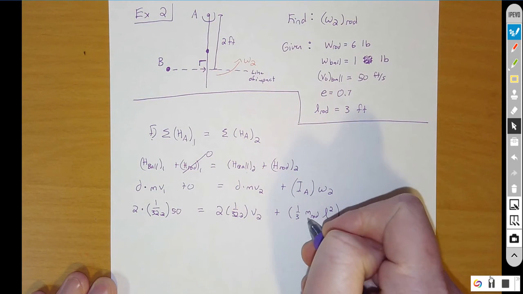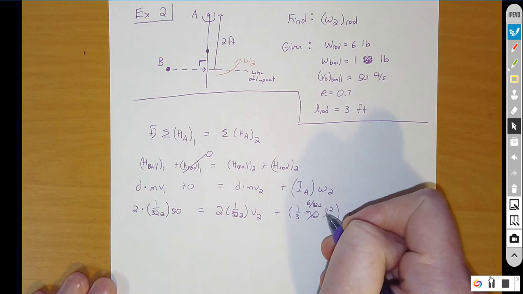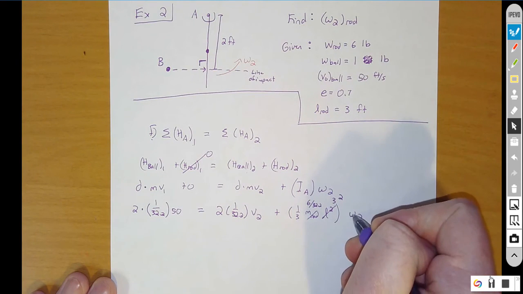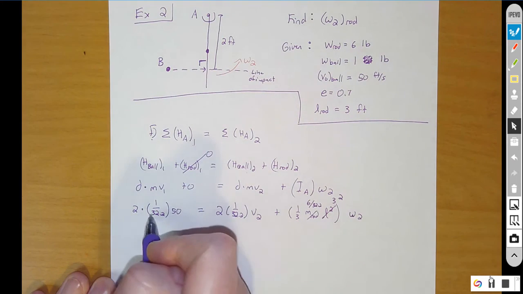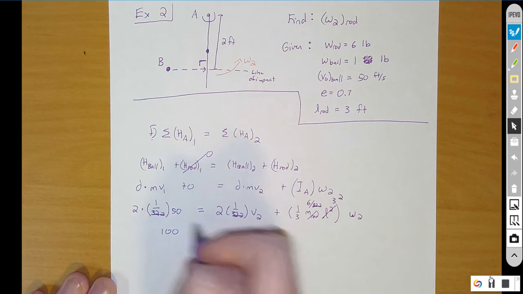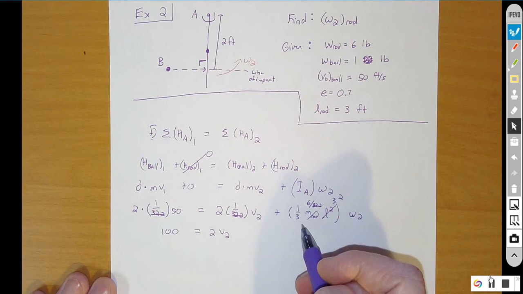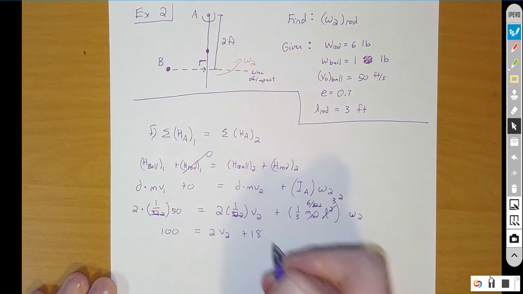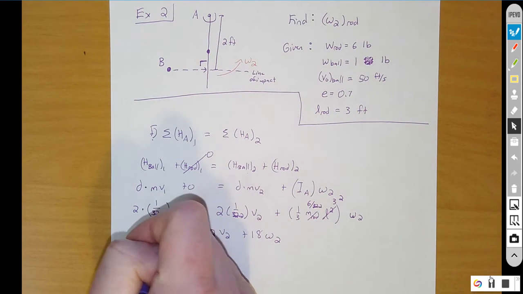So this is going to be 6 divided by 32.2, and it's a 3-foot rod, so 3 squared. And we'll have our omega 2 over here. As you can see, we have 32.2 in all of these. If I can just drop that term, it makes our numbers prettier. That's the only reason I'm doing it. So we'll get 100 over here, 2 times 50. We'll get a 2 V2 over here, and we will get a 1/3 times 6 times 3 squared, so we'll get 2 times 9, which is 18 omega 2. So this will be our equation 1.